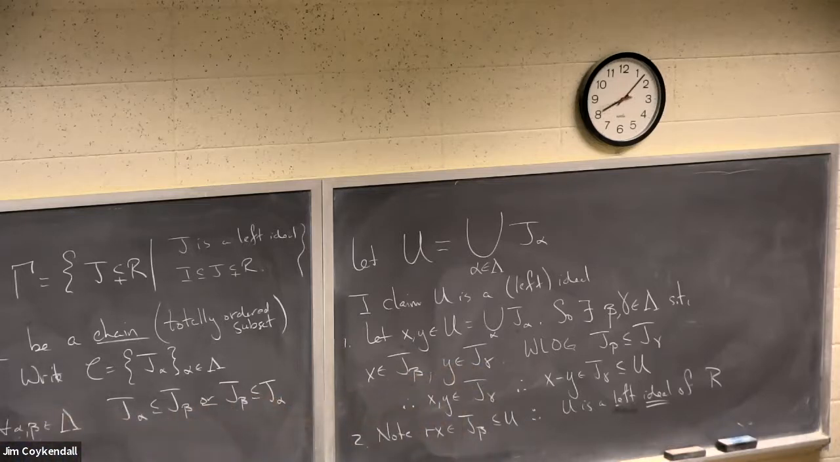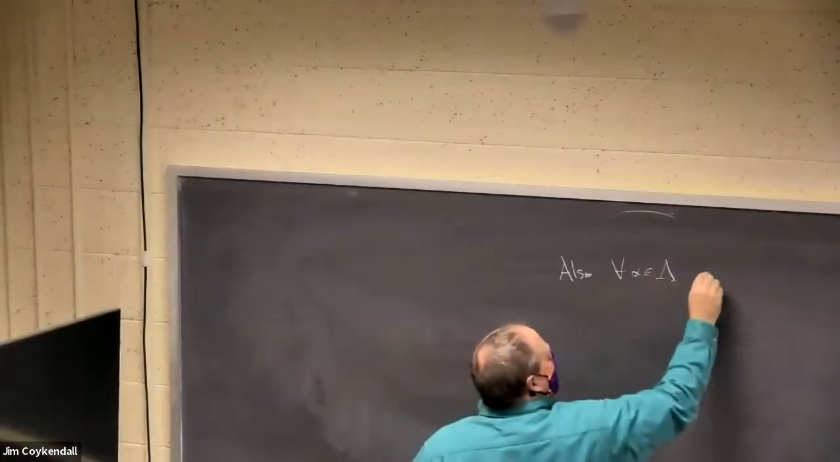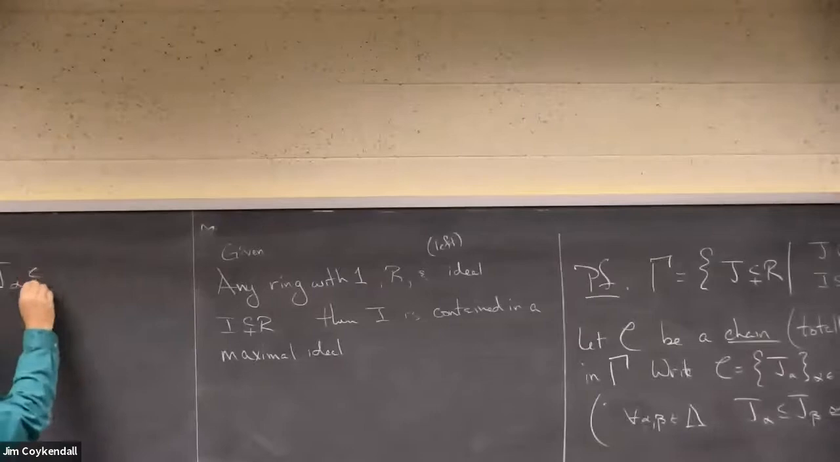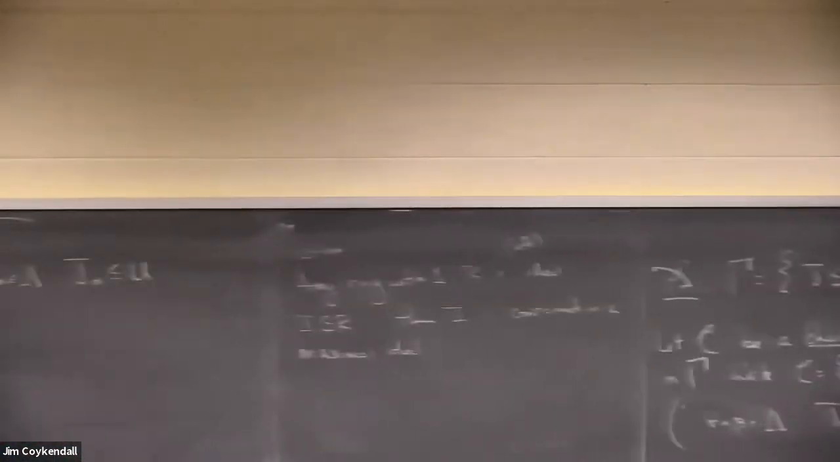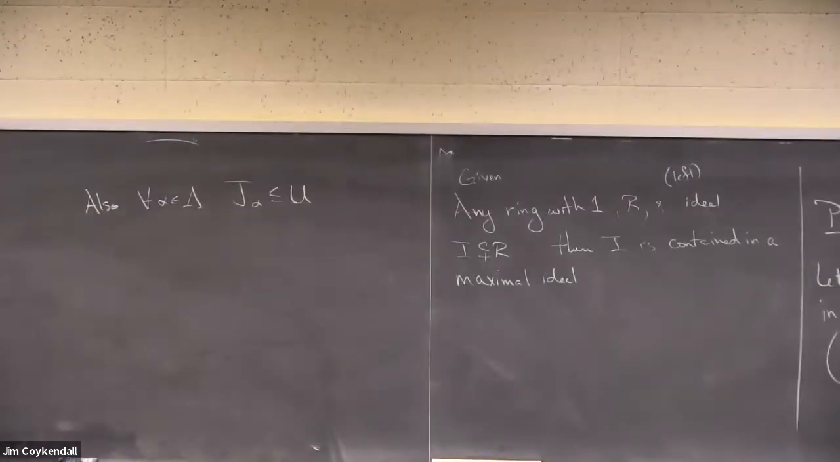Also, for alpha in the index set, J alpha is contained in U. And so that means that ostensibly U is an upper bound for this chain because it is greater than or equal to, that is, it contains everything in the chain. Now I'm not completely done yet because I really need to show that U is in gamma.